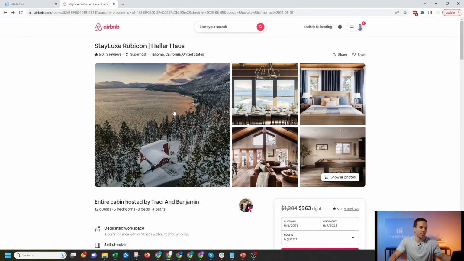This is his property right here in Lake Tahoe, California. He's got this home and this cover photo that's absolutely stunning. Look at some of these pictures. I mean, the photography here is second to none. So really, really well done here.